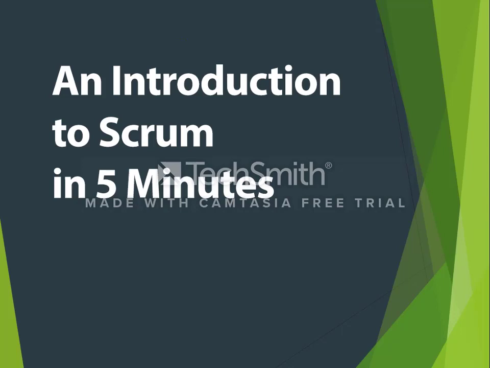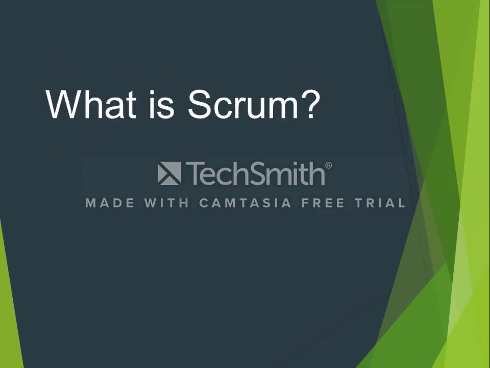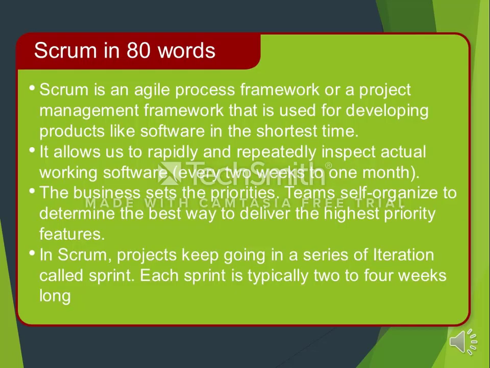In this video we will be trying to understand Scrum in just 5 minutes. So what is Scrum? Let's understand it in 80 words. Scrum is an agile process framework or a project management framework that is used for developing products like software in the shortest time. The project has to be completed in a specific time frame with complex requirements.